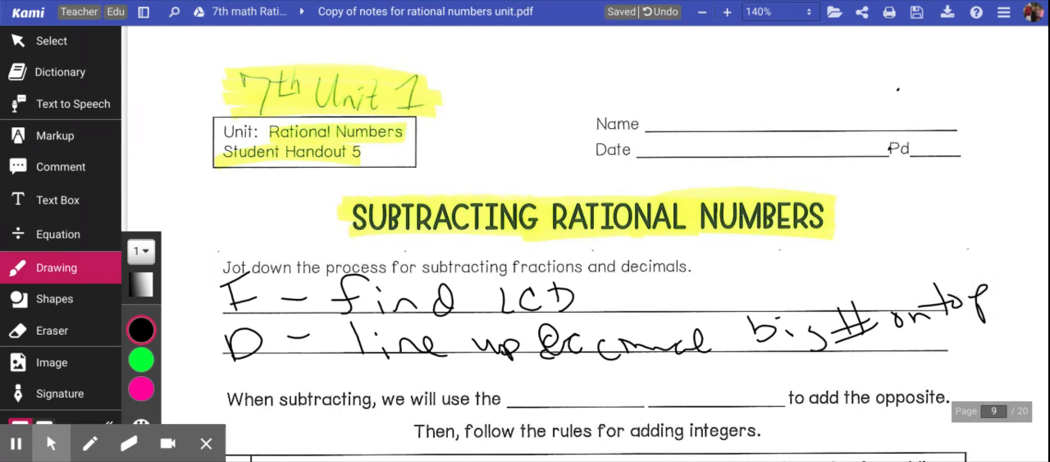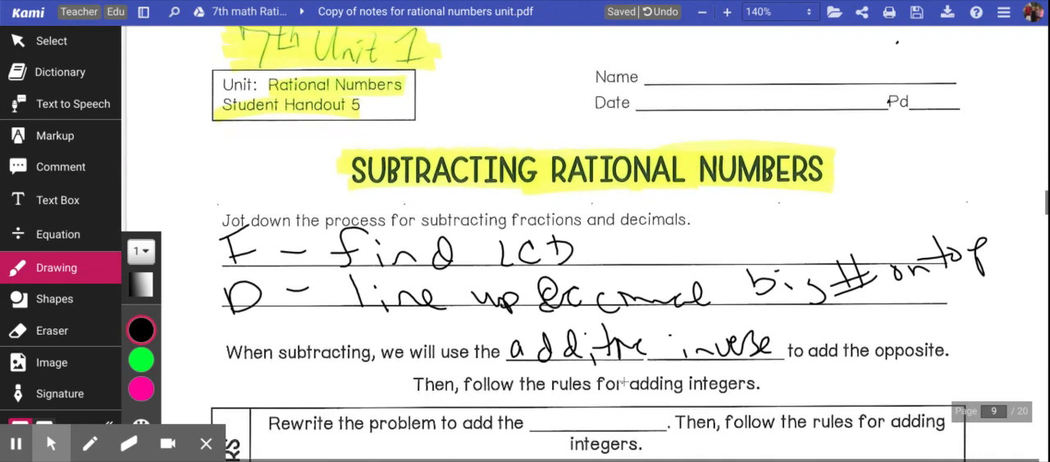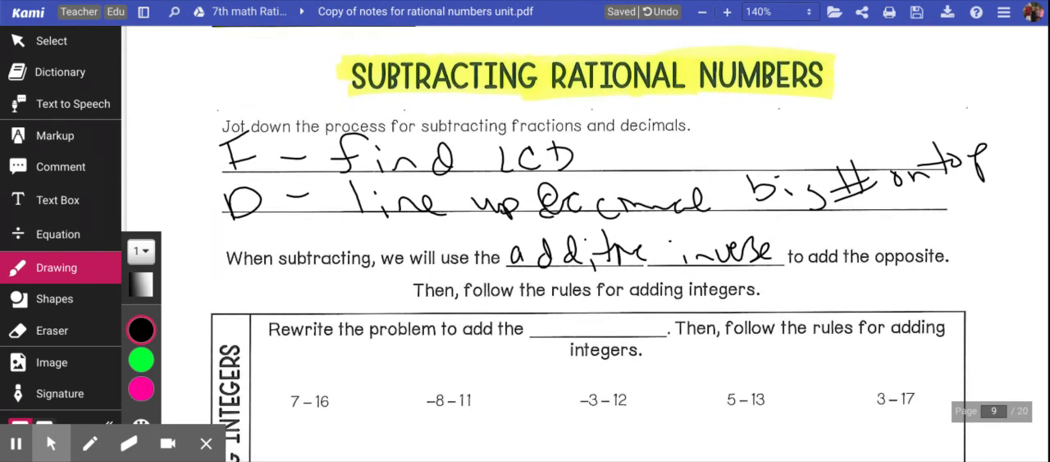Okay, so when we subtract, we will use the additive inverse to add the opposite. So remember, that basically means that a number like 7 added to its opposite is 0. So that's why we're able to change subtraction to addition and change the sign. So we're going to rewrite the problem to add the opposite. And then we follow the rules of addition.